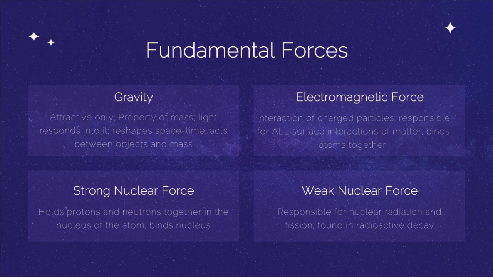Gravity is a property of mass and it attracts bodies, and light responds to it. It reshapes space and time, and it also acts between objects with mass. Electromagnetic force includes the interactions of charged particles and is responsible for all surface interactions of matter, and it binds atoms together. Strong nuclear force, on the other hand, holds and binds protons and neutrons together in the nucleus of the atom, while the weak nuclear force is responsible for nuclear radiation and fission that can be found in radioactive decay.